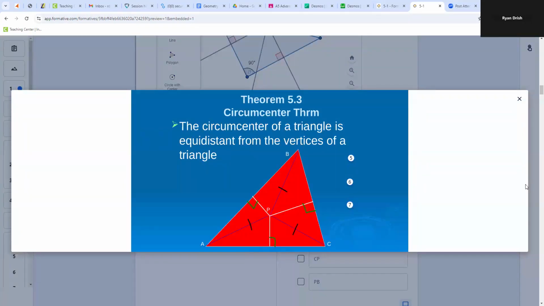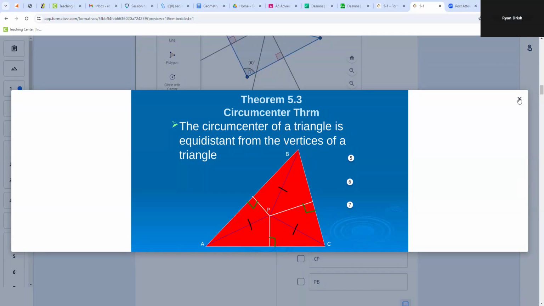We have our circumcenter theorem. It states that the circumcenter of a triangle is equidistant from the vertices of the triangle. As a reminder, equidistant means equally distant. So this point P, the circumcenter, is equally far away from vertices B, C, and A.